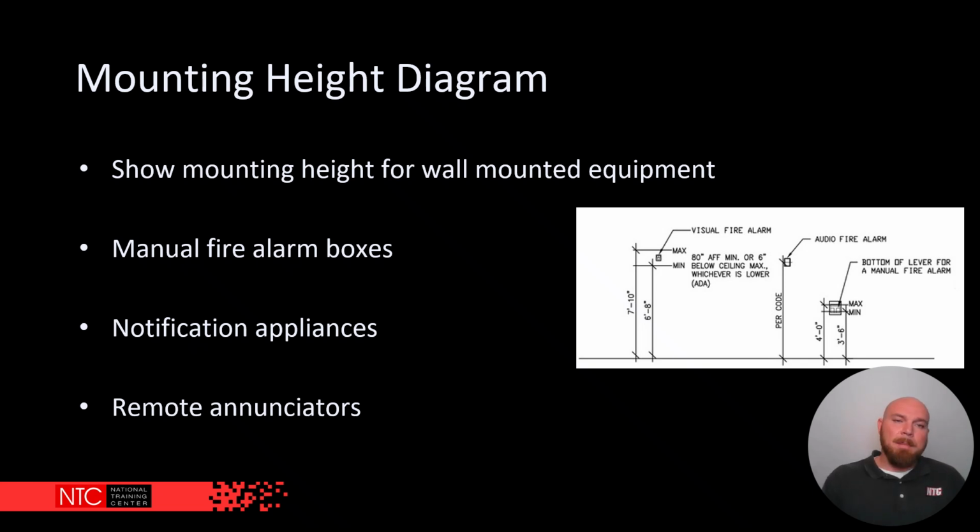We may also provide a mounting height diagram. The mounting height diagram is there to show the height for all of our wall-mounted appliances: our pull stations, your actual annunciators, or maybe even the panel, notification appliances, depending on how far down they are. For all of these things, the mounting height diagram tells us the minimum and maximum heights for where they need to be mounted.